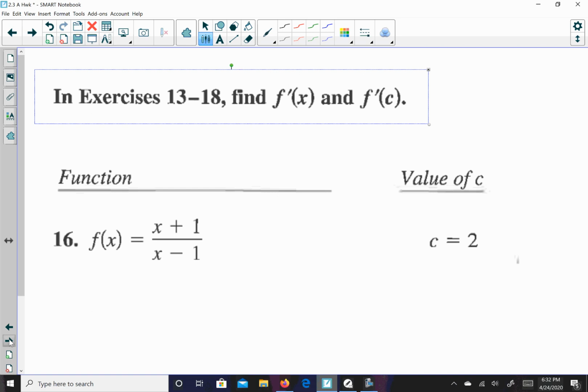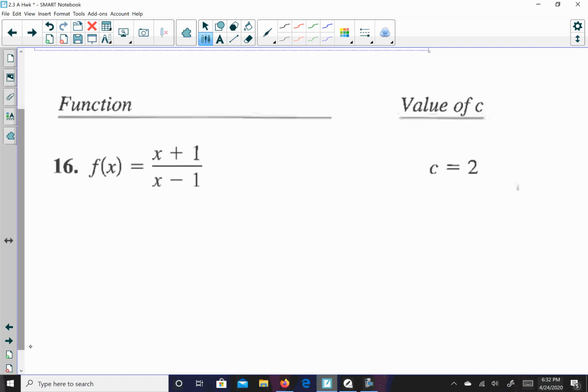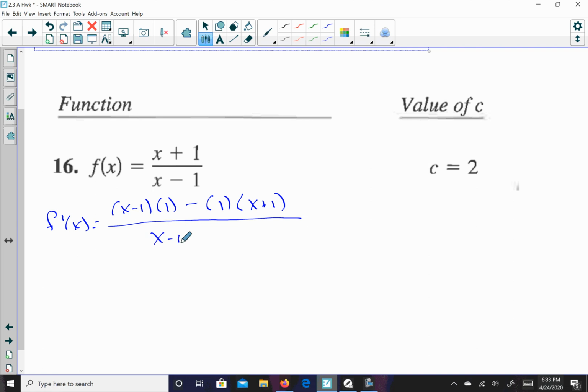Okay, number 16 is the same direction. You're going to find the derivative, and then you're going to substitute in c once you find the derivative at that point. So I'm using the quotient rule. So I'm going to say derivative of f of x, leave my denominator alone, take the derivative of my numerator, which will just be 1, minus. Now take the derivative of my denominator, so the derivative of the denominator will be 1, and leave my numerator alone. And this is all over my denominator squared.